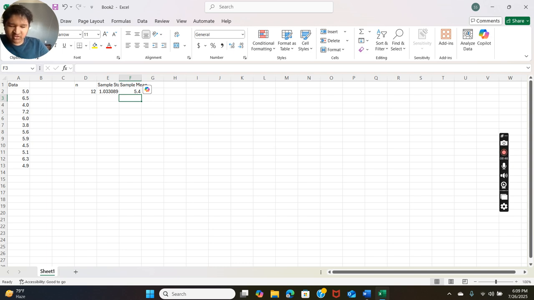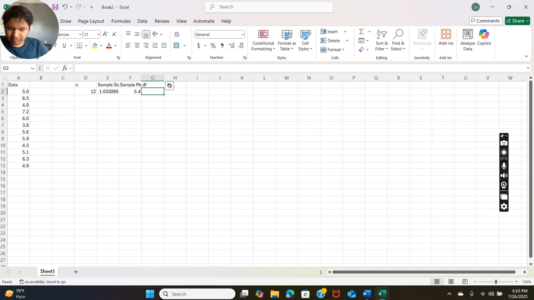Then in column G, we will calculate degrees of freedom. So in cell G1, I will write DF, which stands for degrees of freedom. And then I will press enter to go down to cell G2.